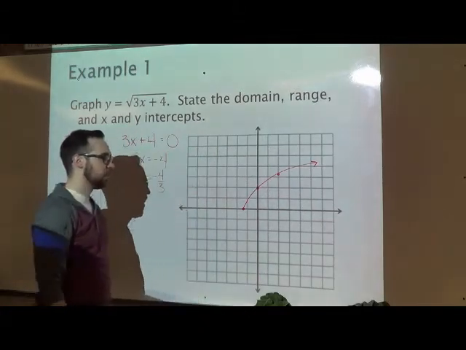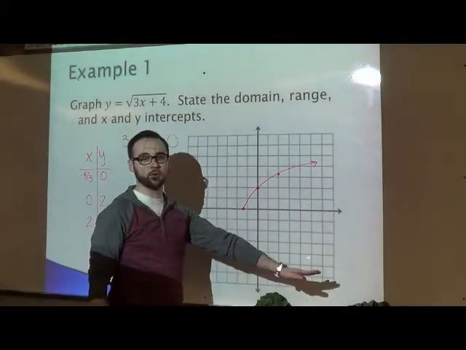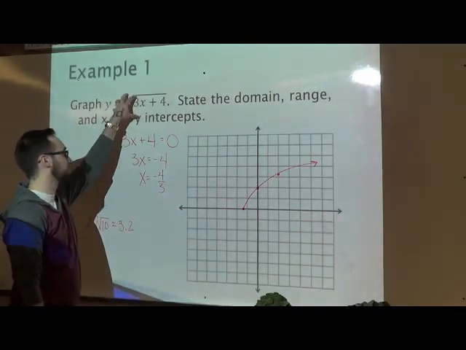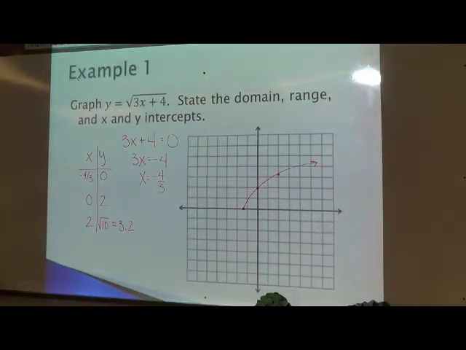And so this is my square root function. I do not graph the other half. The bottom half is the negative square root of x. I'm not worried about that. I'm just worried about the positive square root of 3x plus 4. And so that's all, let's do it.